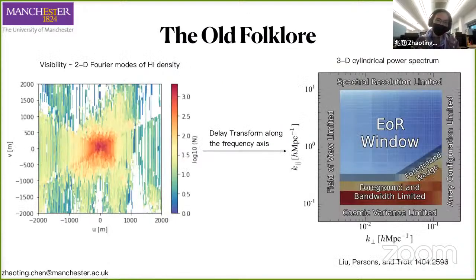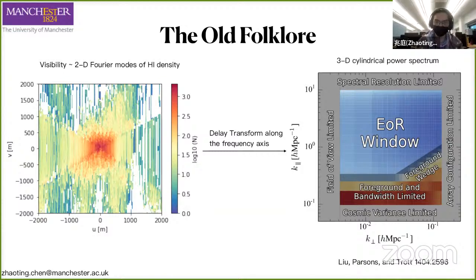But in terms of using an interferometer to measure the power spectrum, we have already been briefed on the story. Essentially, the measured interferometric visibility is a 2D Fourier mode of your H1 distribution. You then transform along the frequency axis to this cylindrical k-space. Because your foreground is smooth, most of the foreground power is going to be inside this low k-parallel region, whereas your H1 is discrete in different frequency channels, so it will mainly occupy the rest, leaving you a so-called observation window. This is a well-developed formalism by EoR people.